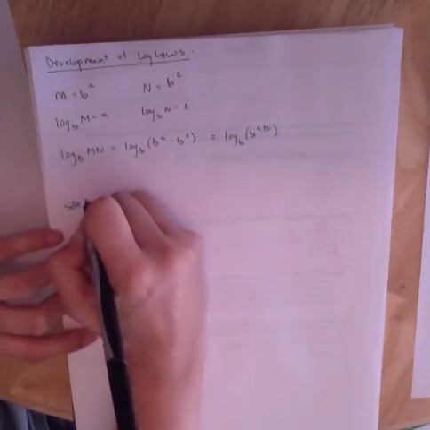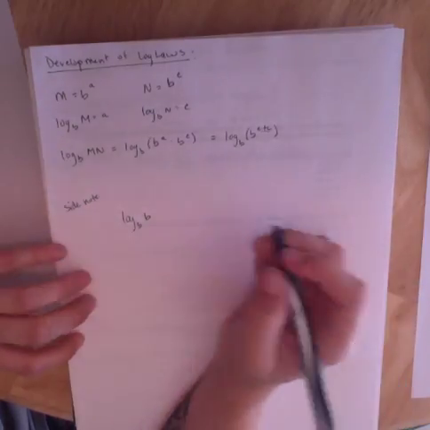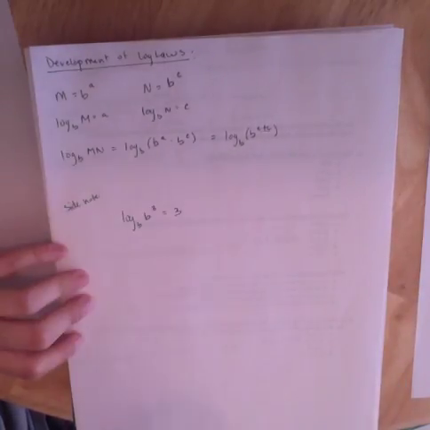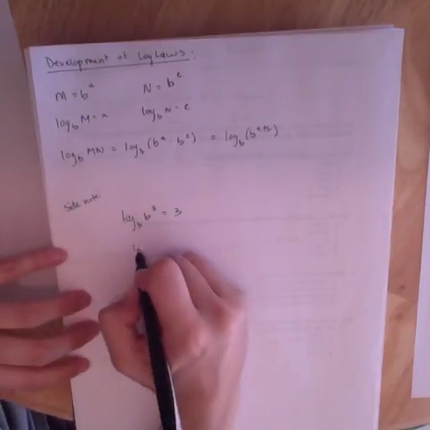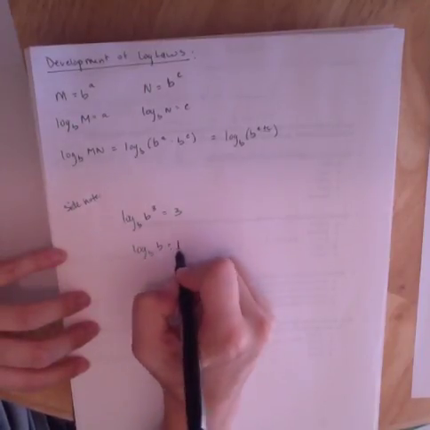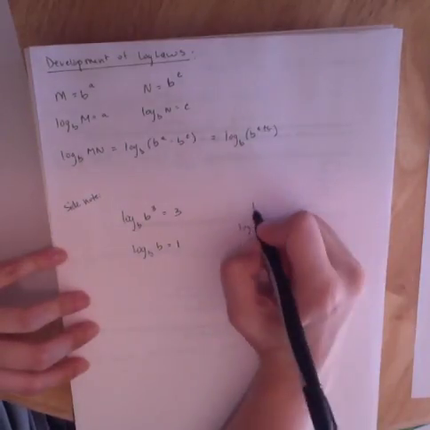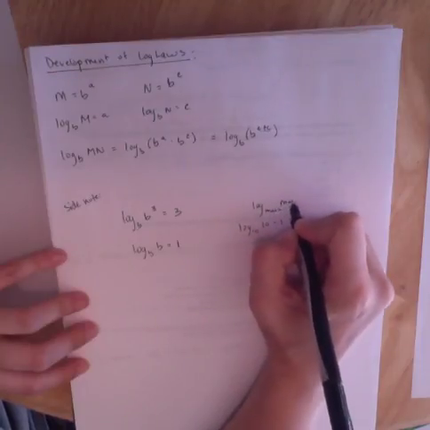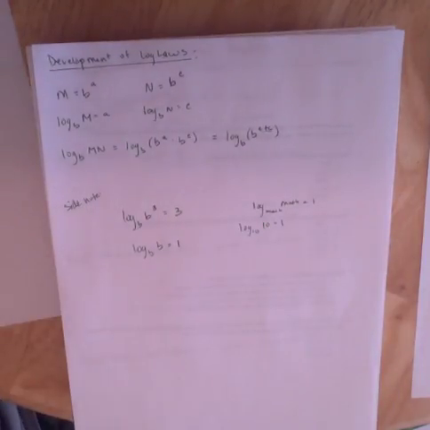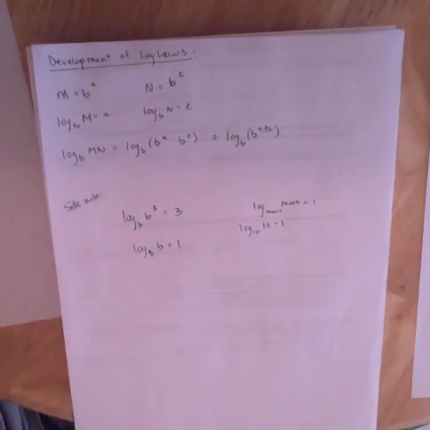Here's a little side note to remember. If we have the log base b of b to the 3, that's just 3. The log base b of b is 1. I'll write that: log base b of b is 1. Log base 10 of 10 is 1. Log base anything of itself is 1. A log that has the same base and same argument is 1.